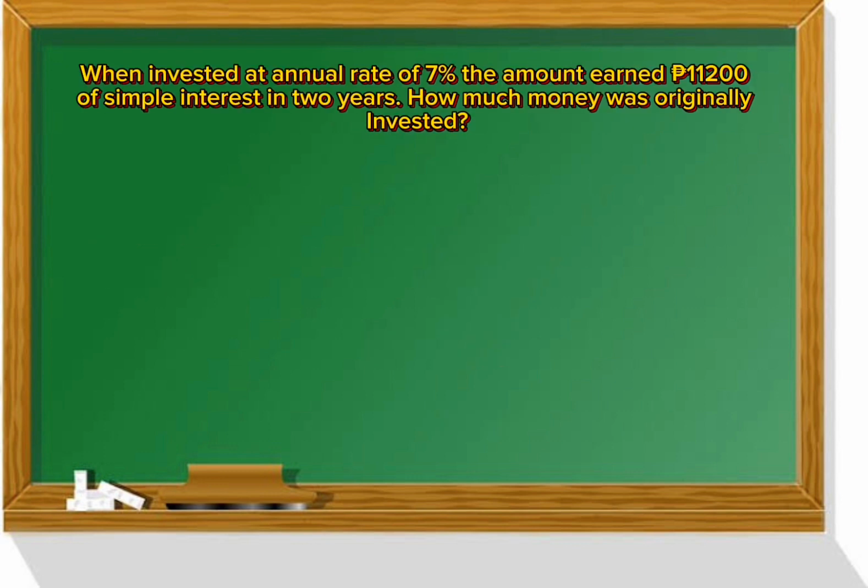Number 4. When invested at an annual rate of 7%, the amount earned 11,200 of simple interest in 2 years. How much money was originally invested? The given simple interest is 11,200. The rate is 7% or 0.07, and the time is 2 years. So in this problem, we will find the principal.